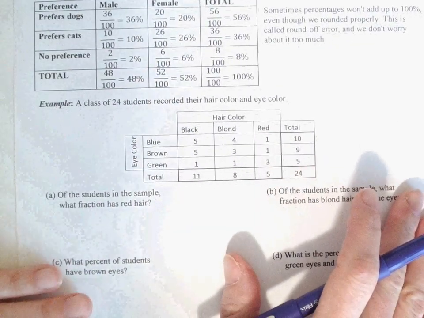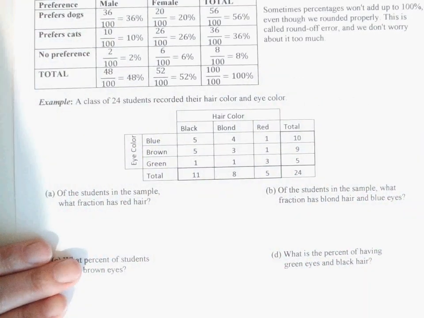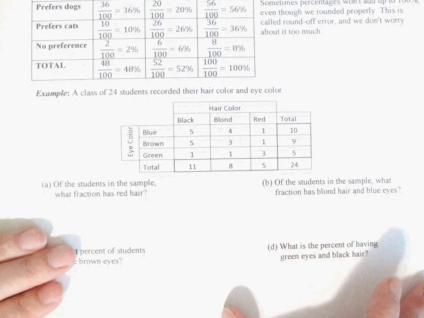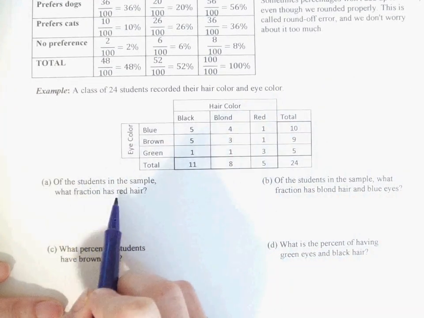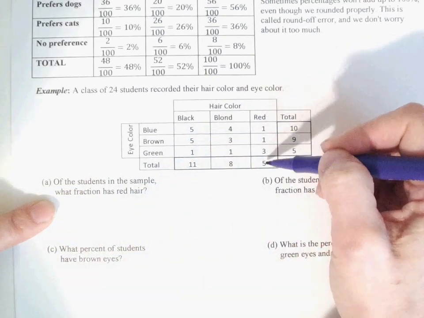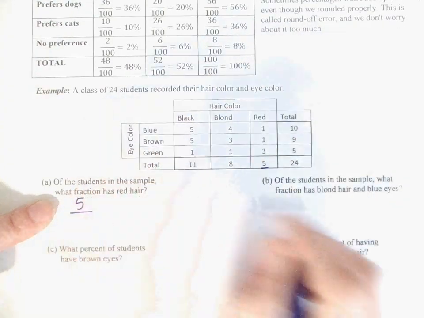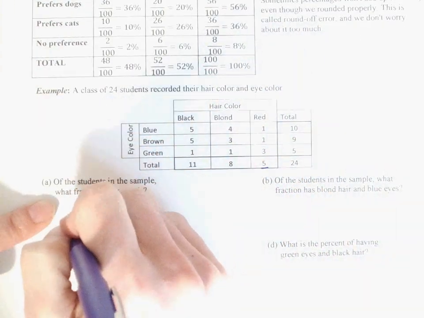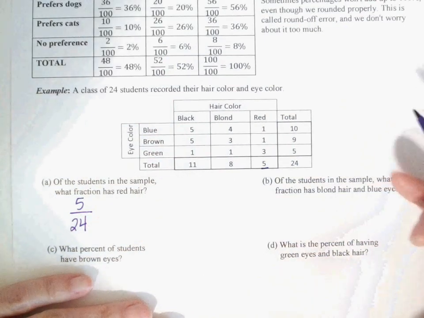I have an example down here for us to work with. We have a class of 24 students who recorded their hair and eye color. So what I'm going to ask you first is, of the students in the sample, what fraction has red hair? So I'm going to find my red hair column. I see that it is 5, and my total is 24. So here's my answer. My answer is 5 over 24.